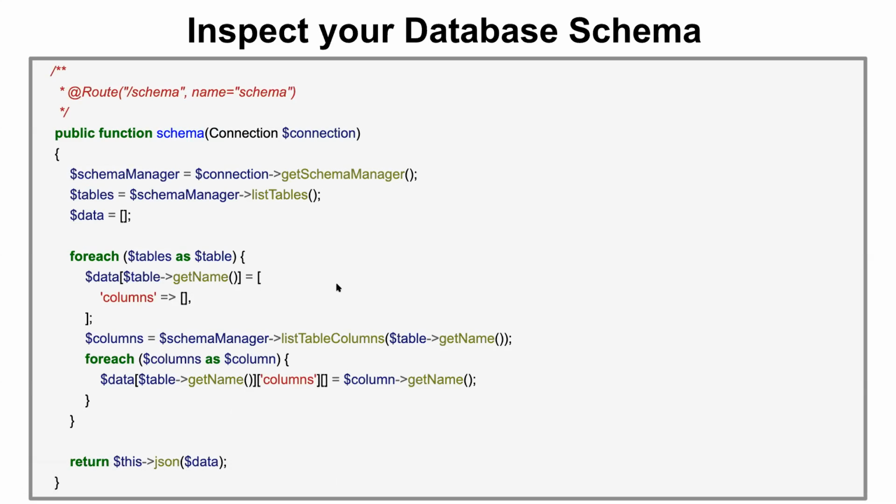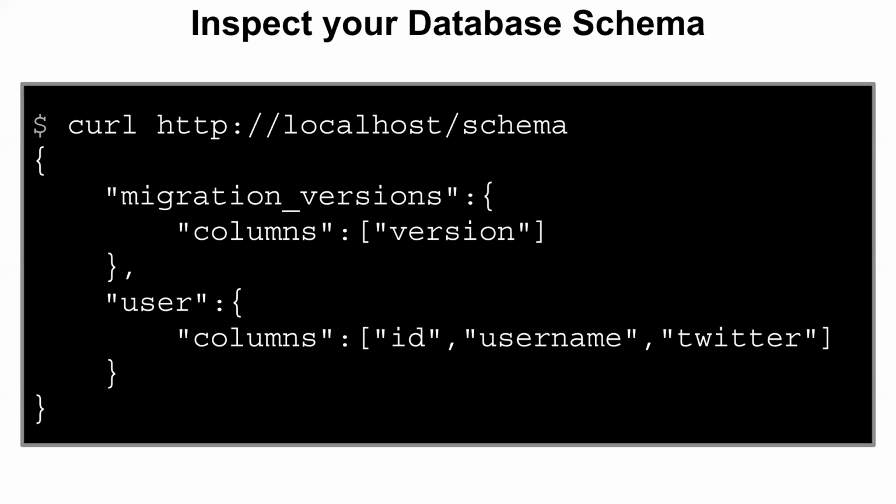So if I execute this action, just like we've executed the other actions with curl, you're going to get an output like this. And you'll see that we have a user table with columns ID, username, and Twitter. But you'll also notice this other table that we didn't create explicitly called migration versions. That's the table that the Doctrine migrations library creates for you automatically to track which versions have been migrated. So that's how the utility knows that one version has been executed and another has not.